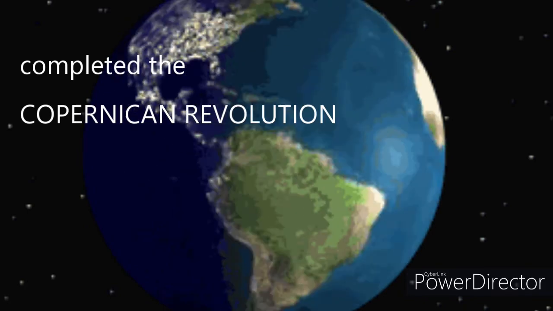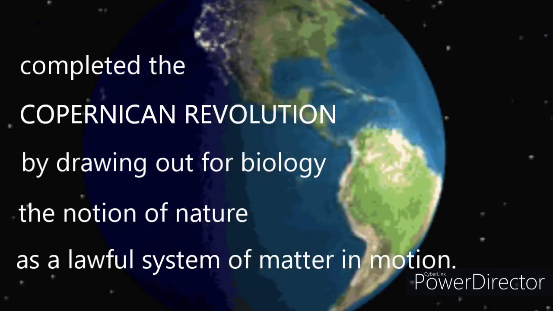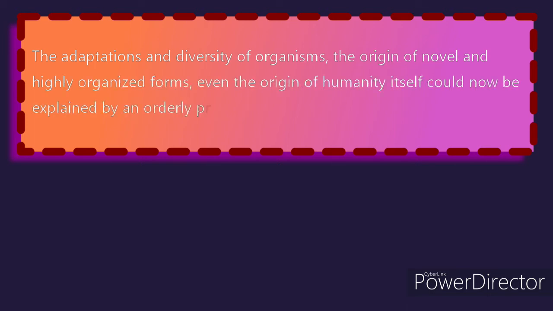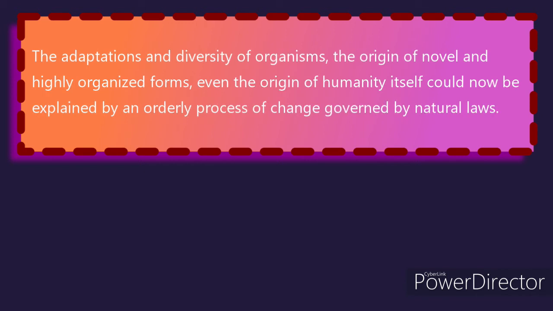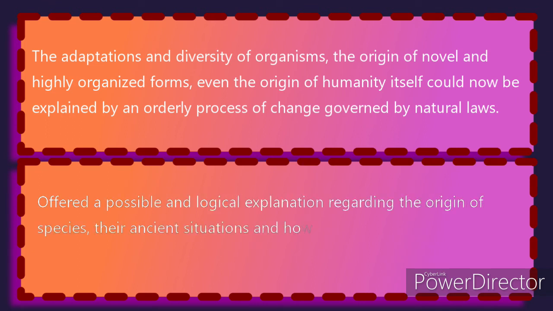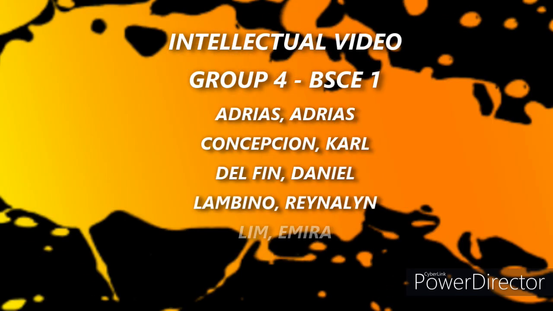It also completed the Copernican revolution by drawing out for biology the notion of nature as a lawful system of matter in motion. The adaptation and diversity of organisms, the origin of novel and highly organized forms, even the origin of humanity itself could now be explained by an orderly process of change governed by natural laws. It also offered a possible and logical explanation regarding the origin of species, their ancient situations, and how they are connected to the environment.